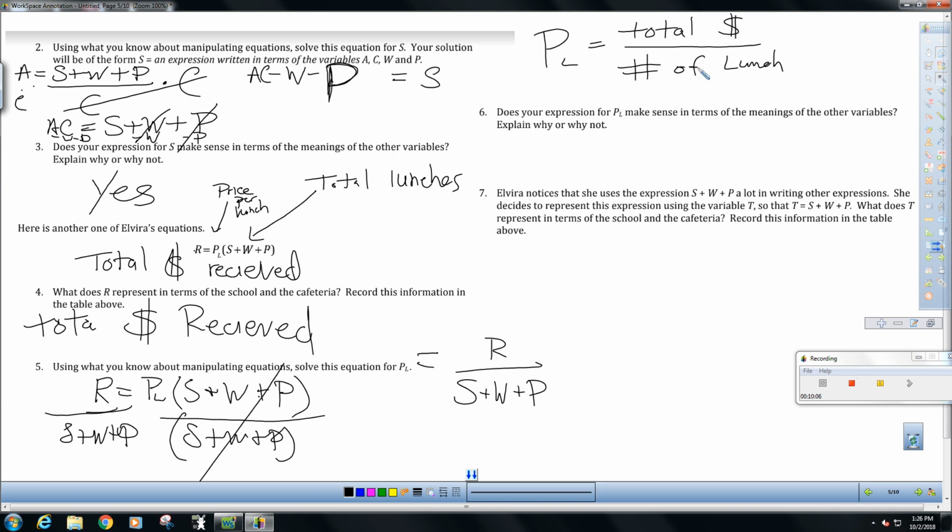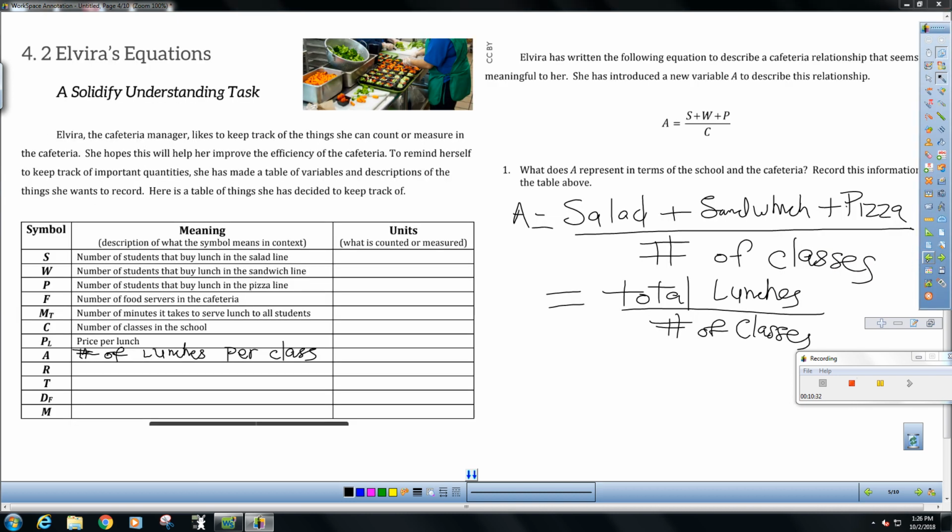Literally. Okay? Elvira notices that she uses the expression S plus W plus P a lot. She decides to represent it with T. I love it. Finally, T. What does T represent? Total lunches. Let's go fill that in. I think we're going to be using this for the rest of the chapter.